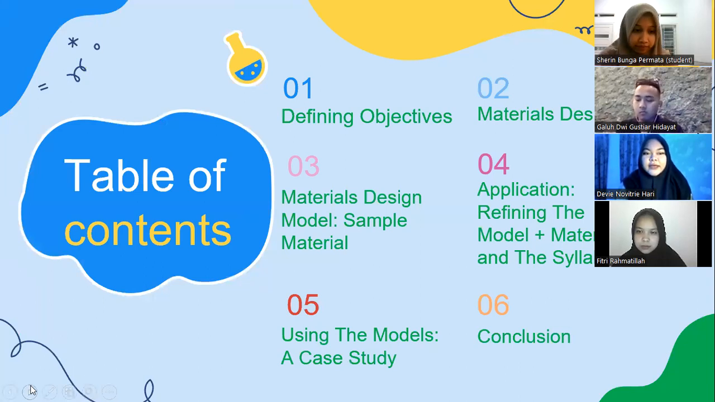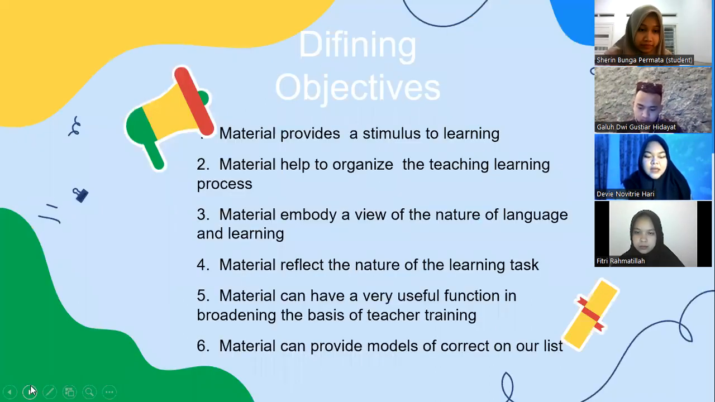So here is the table of contents of our presentation. Number one is defining objective, and then material design. After that, material design model, sample material, and then for application, defining the model, plus material and the syllabus. Next is using the models, a case study, and the last is conclusion. So the first material will be explained by me, Devie Novintrie, as the first presenter.